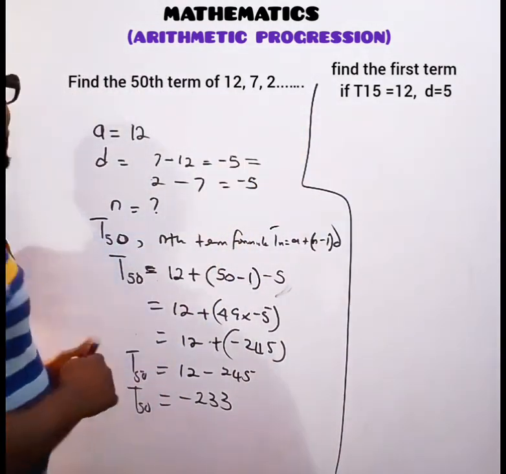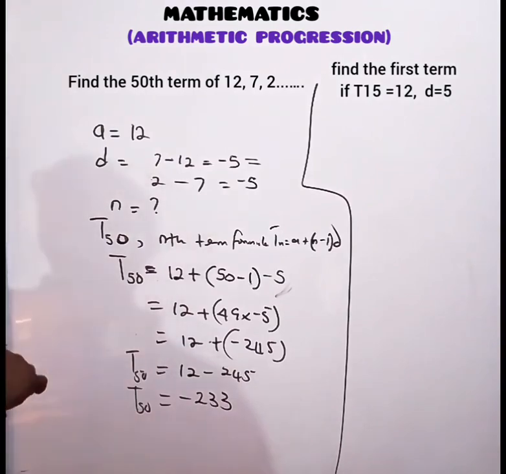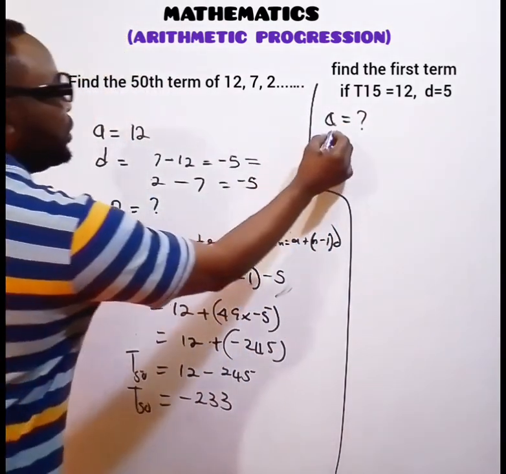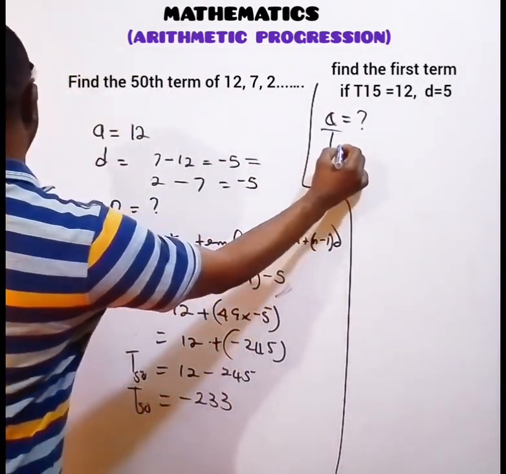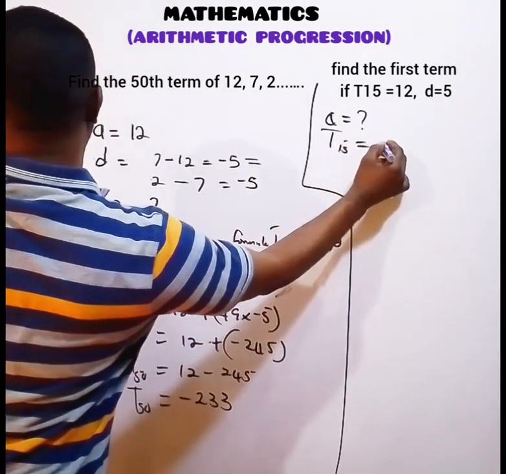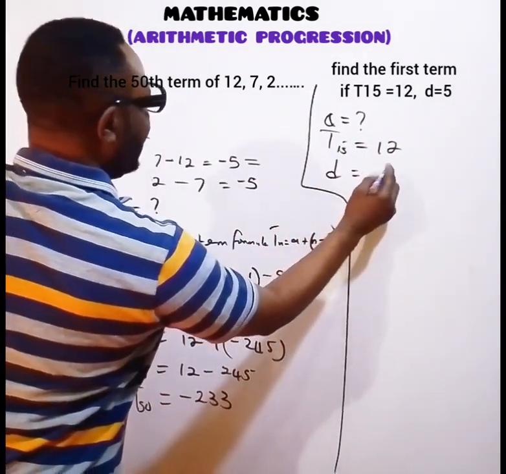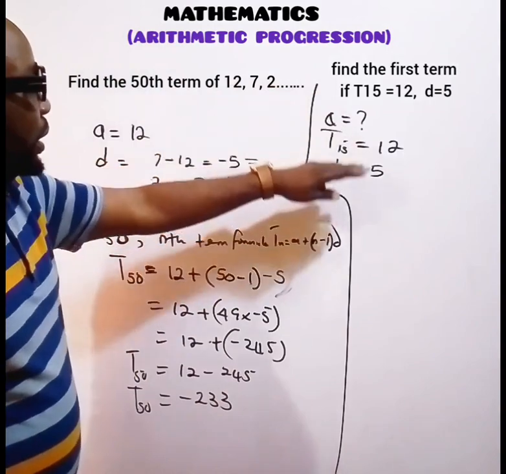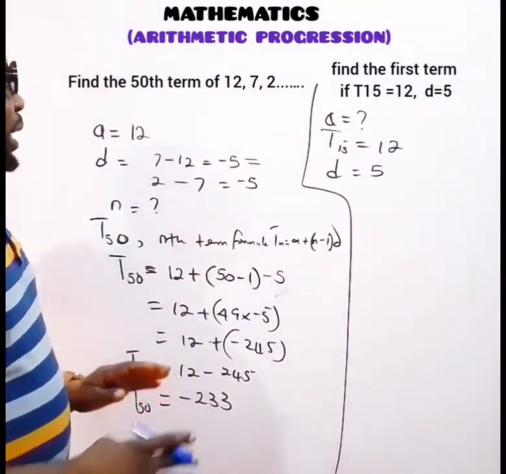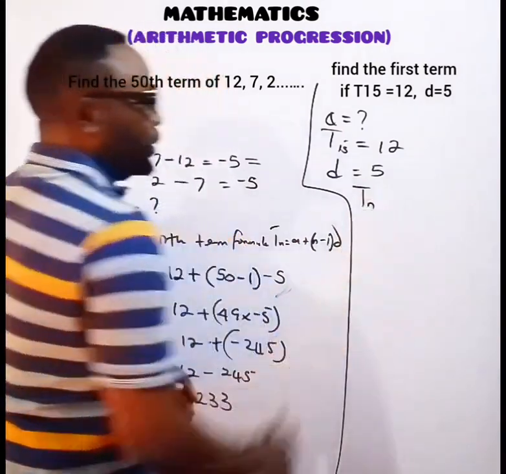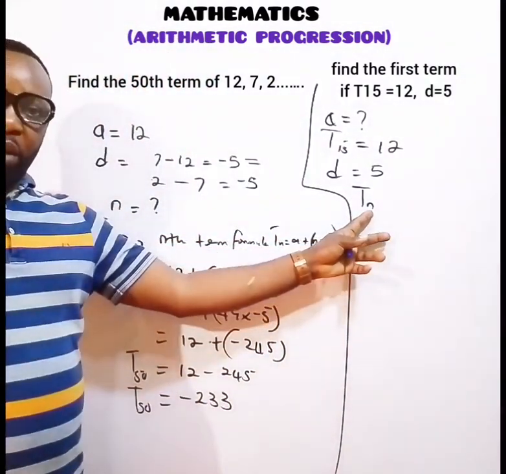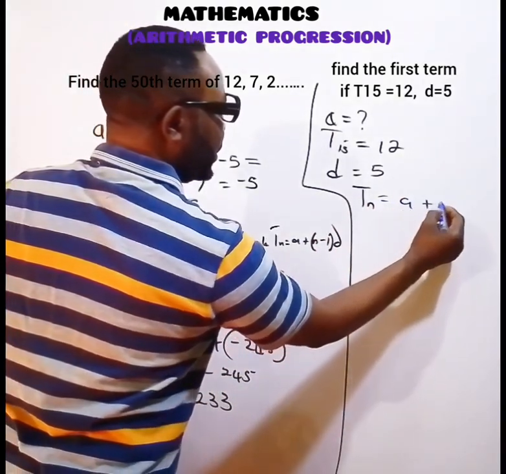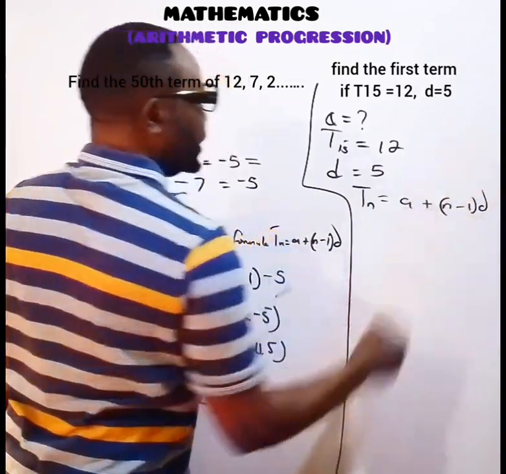Now, another question that we have here: we have been asked to find the value of our first term. A is the one that we are asked to find. We are given the value of our 15th term to be equal to 12, and we have been given the value of common difference to be equal to 5. And don't forget the expression for the nth term of an arithmetic progression, which is a plus (n minus 1) times d.